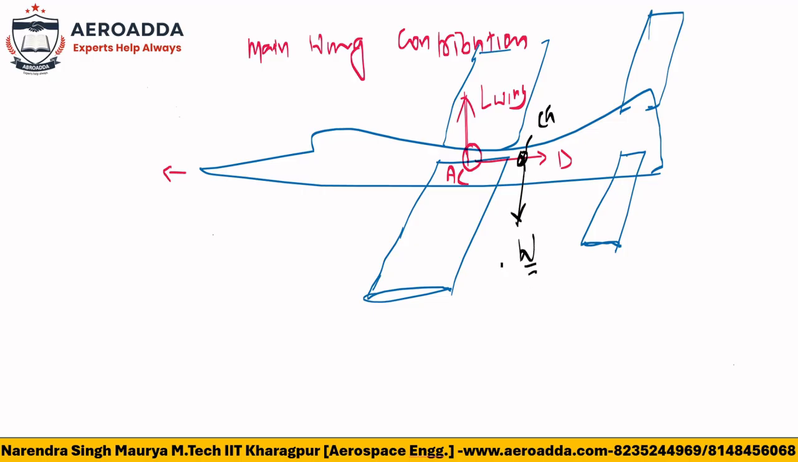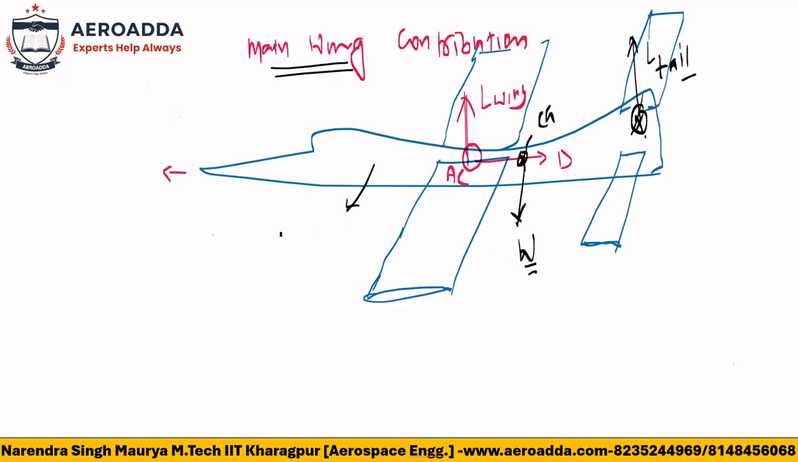So W will be the force which is acting in the downward direction, which is nothing but the weight of the aircraft. And this is the tail. So for the tail also you can consider the aerodynamic center of the tail will be there. So this tail will also be producing a lift force. So now especially you are going to talk about the main wing. So I will take one main wing here. See here we have a fuselage.